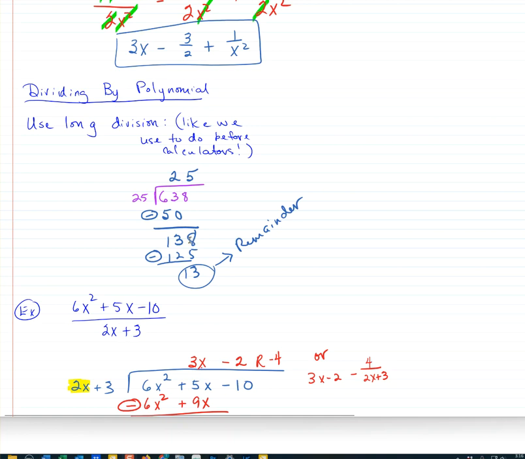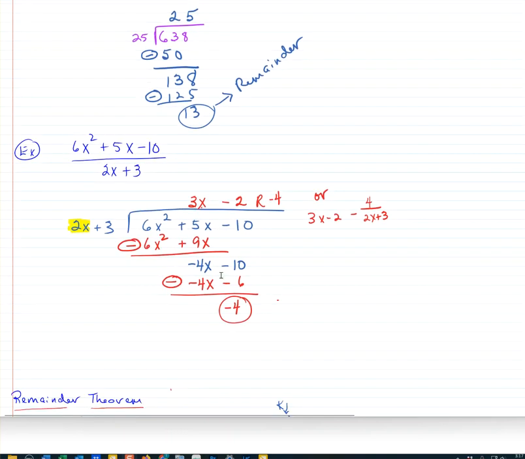I bring down the 8 and I repeat the process. 25 into 138 goes 5 times, 5 here. 5 times 25 is 125. I subtract, I get 13. 13 is my remainder. This is my quotient. So in some of the questions it will ask you to put the quotient in a box and the remainder in another box. So now let's do that with polynomials.